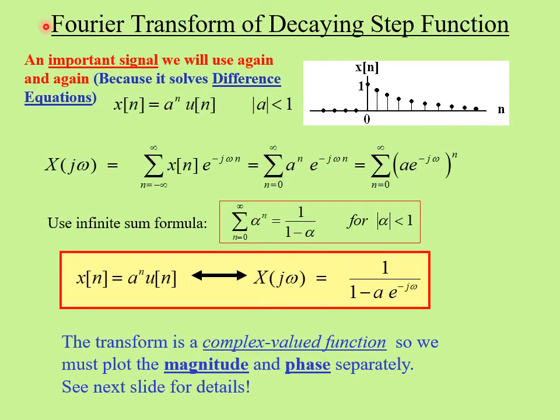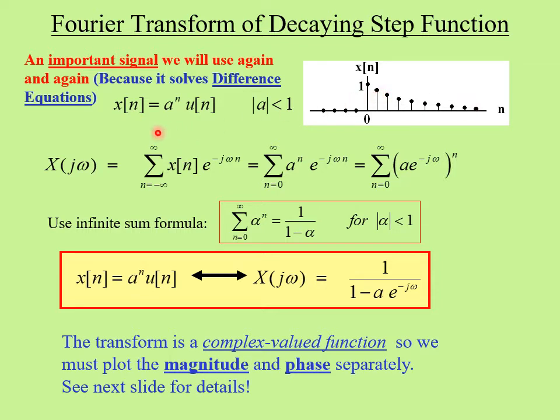So our first example is the most important example, and this is the Fourier transform of a decaying step function, something that looks like this over here. The reason the decaying step function is so important, and why we're going to see it again and again in this course, is because it is the solution to difference equations. And difference equations describe discrete time systems. Almost all solutions can be represented in terms of these decaying step functions.